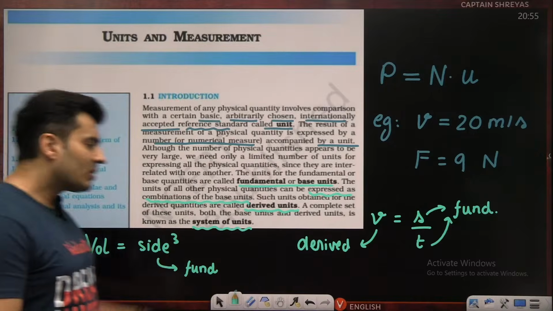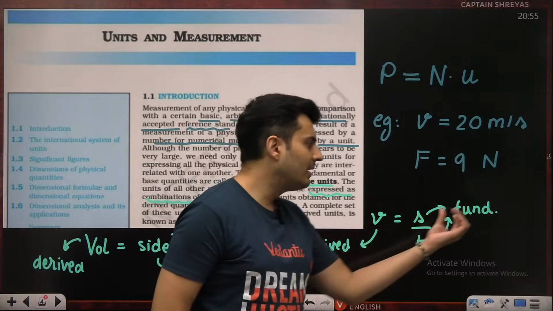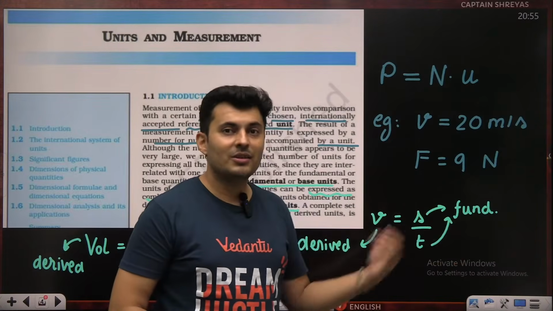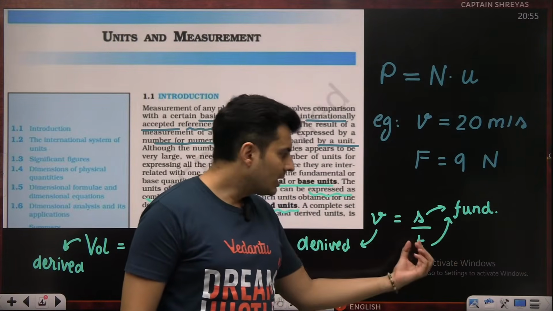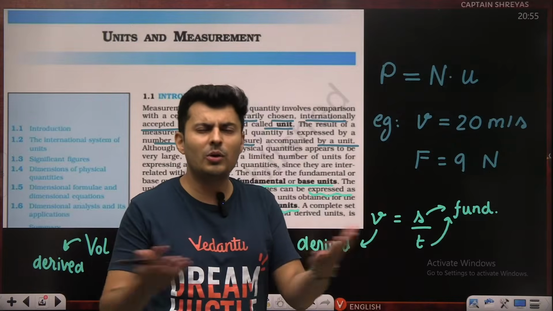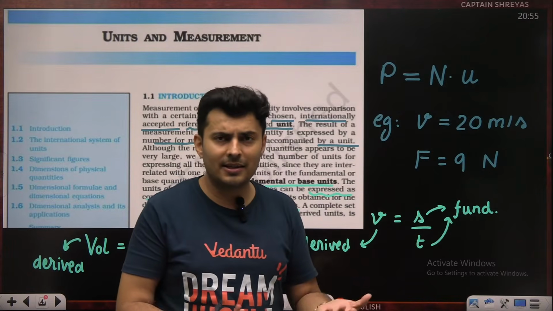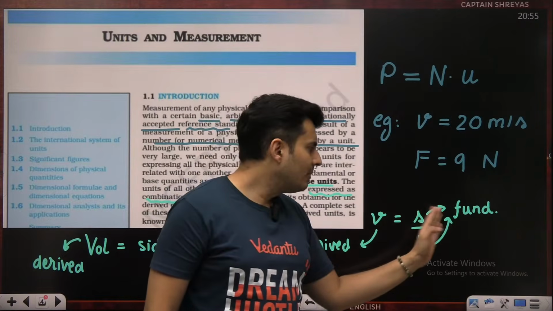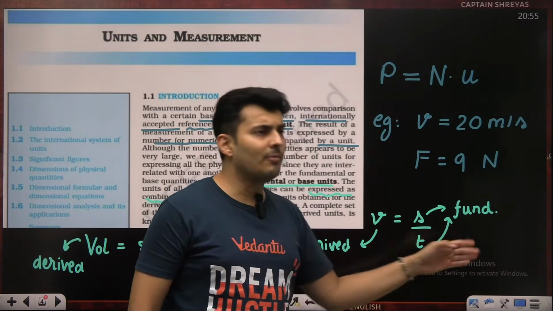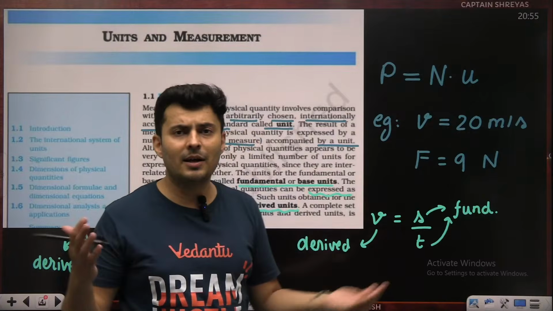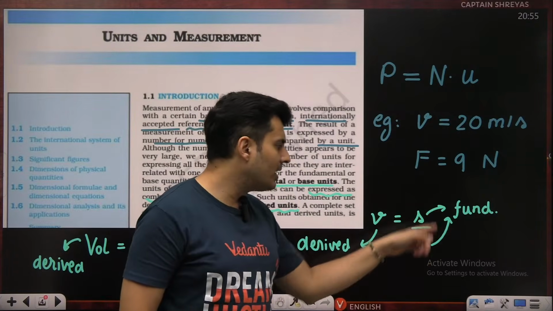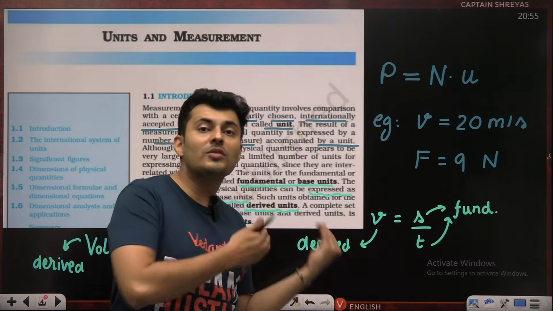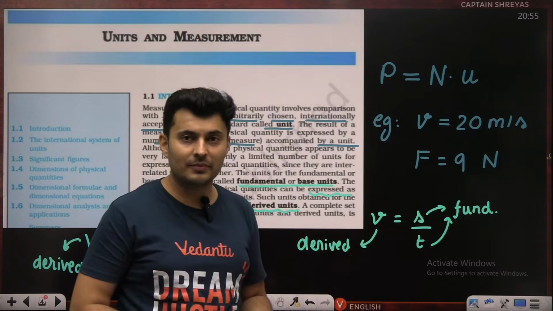Same way, displacement being fundamental, what is it measured in? In meters, so meter is the unit. Time is a fundamental quantity. How do you measure it? In seconds, hours, etc. So displacement will have fundamental units, maybe meters, kilometers, whatever, and time might have fundamental units like seconds, hours, minutes, etc. The combination of them will then become meters per second, kilometers per hour. Those will become the derived units.